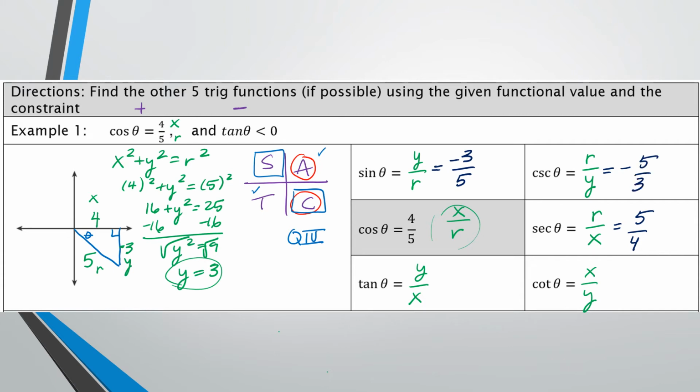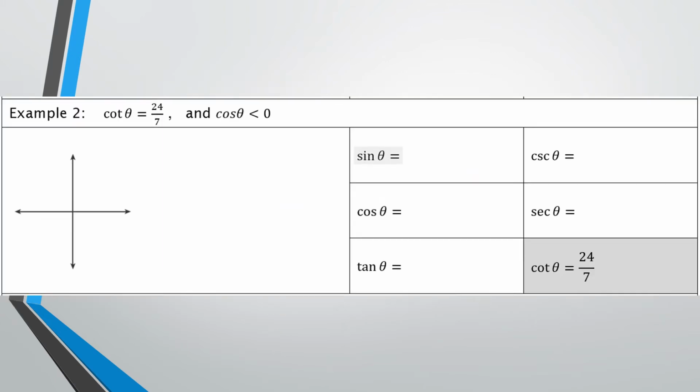All right, and then tangent is y over x, so that would be negative 3 over 4. And then if I flip that, remember the negative just kind of goes out into the front, and then it would be 4 over 3. All right, we've got the same situation here.